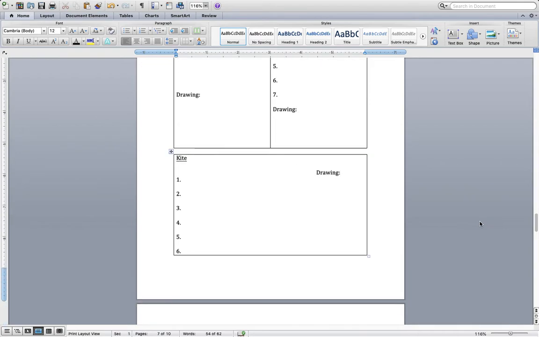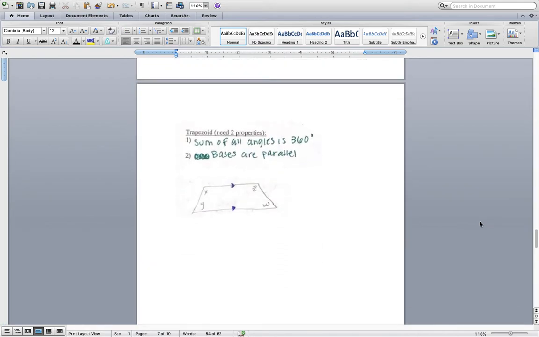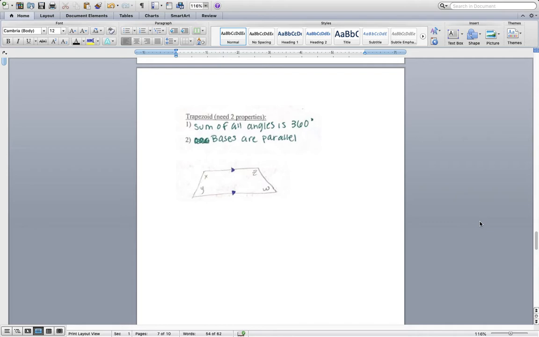All right, we are going to go ahead and start on the trapezoid. You can write these two properties down. The sum of all the angles is 360. If you notice, every single one of these quadrilaterals, which means it has 4 sides, has its angles adding up to 360, which makes sense because that's the case for every quadrilateral in the world. All the angles add up to 360.